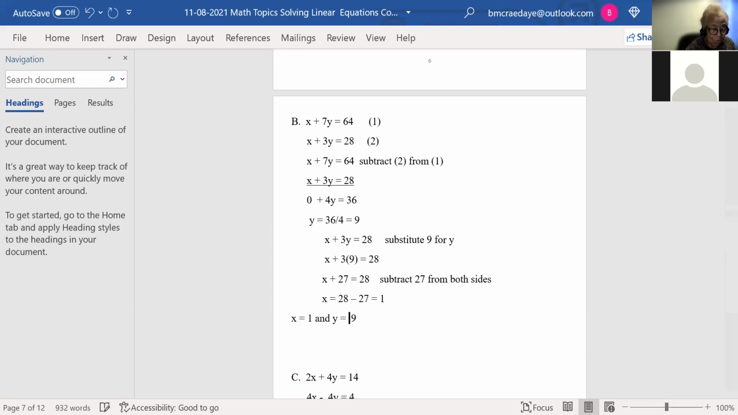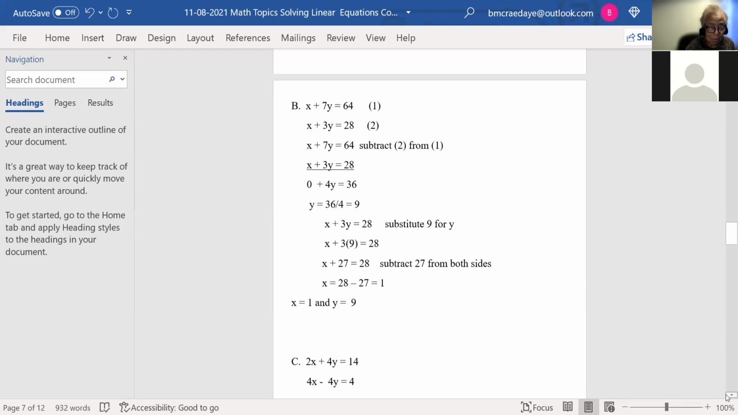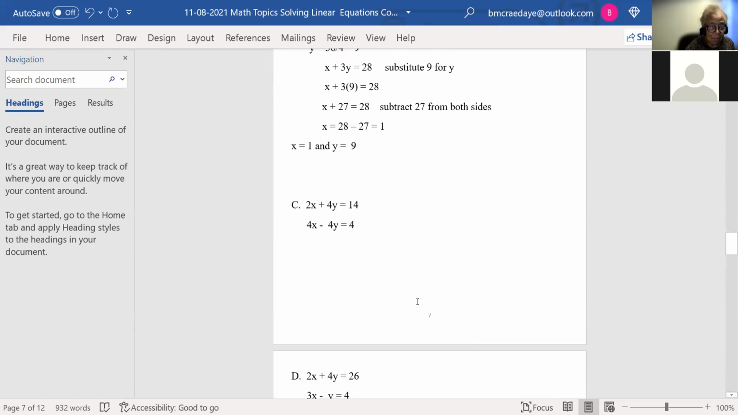Okay, Maureen, I want you to do C on your own. Because there again, you have something in common, right? So it's a 2 from 4 is 2.